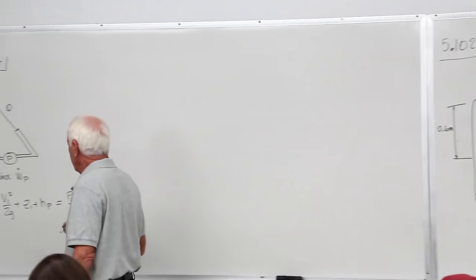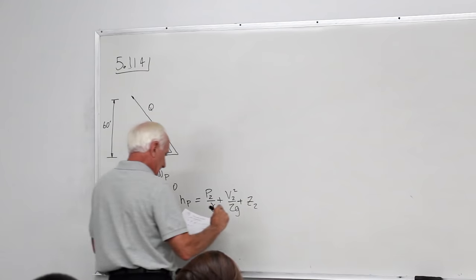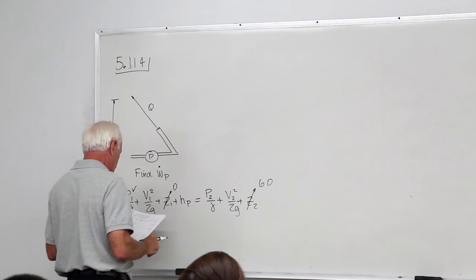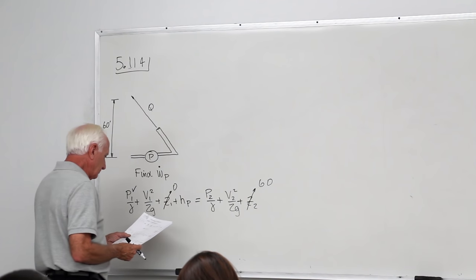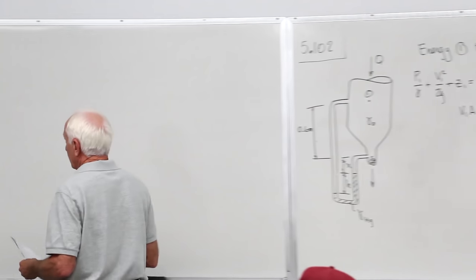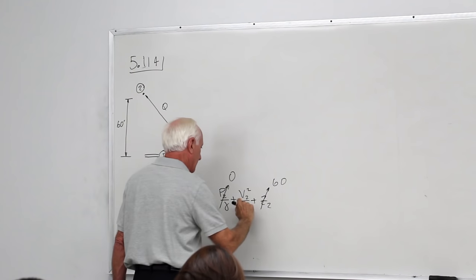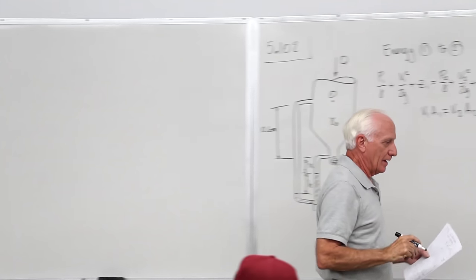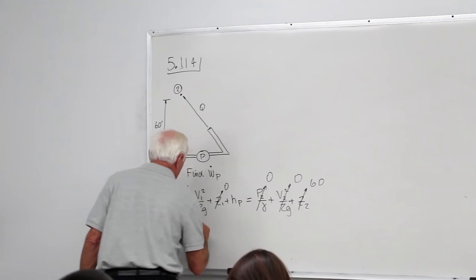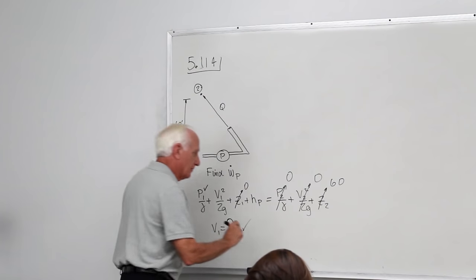Okay. P1, yes, I know it. V1, okay. Z1, I'll call it 0. Z2 is 60. V2, I don't know that one, leave it in there. Yeah, I guess I do. P2 is atmospheric, 0. So you know where point 2 is. We know Q, so we get V1 equals Q over A. Q is given. Solve for hP.